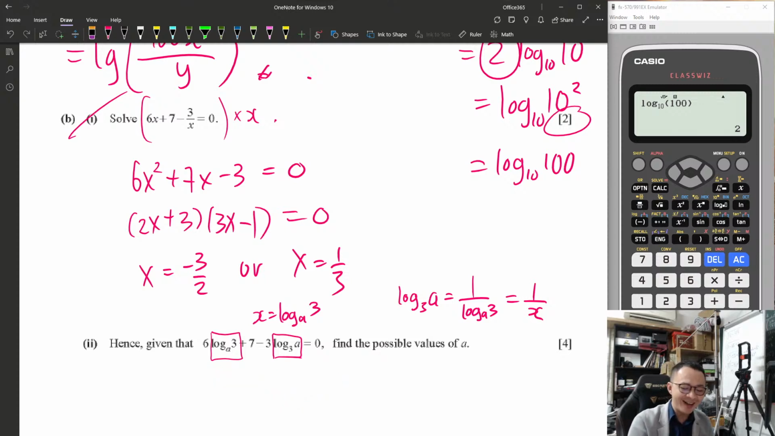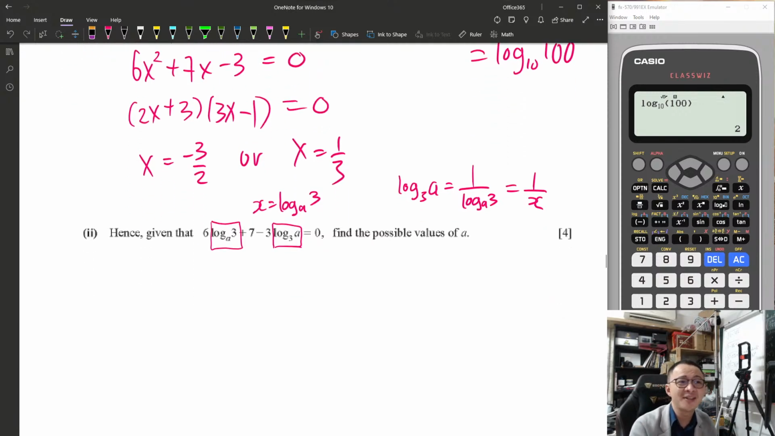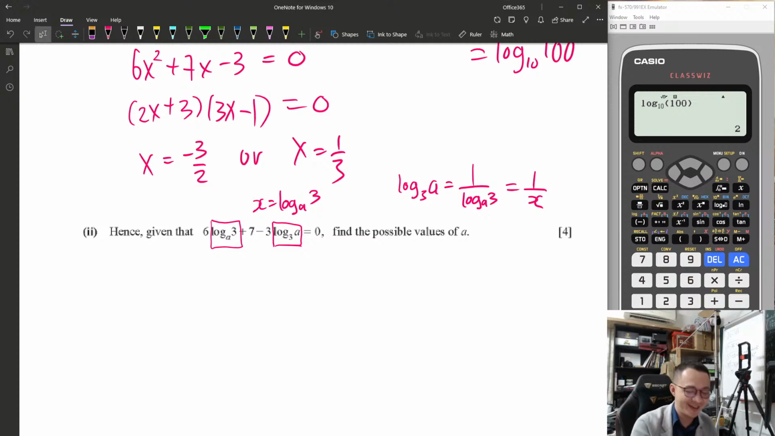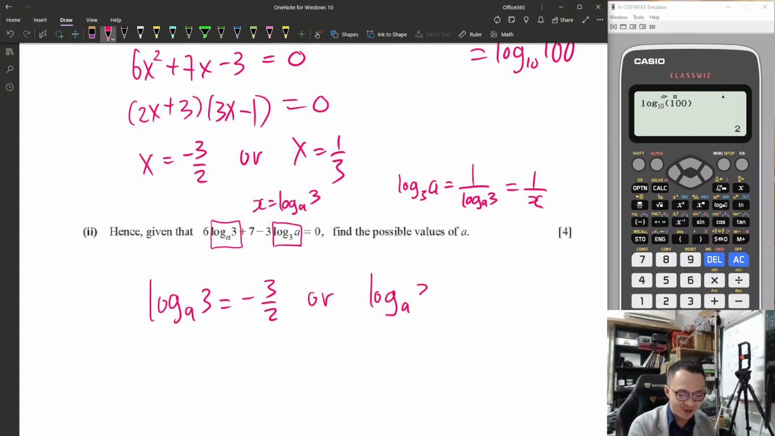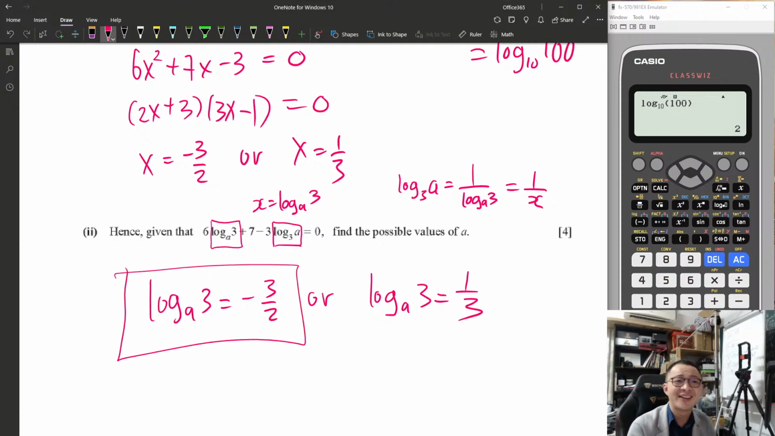If you know they are the same already, just the x changed to log_a 3, then what you can do here is use the x answer to solve this. Don't redo the whole equation again. You are wasting time. I already have the x. Is that the answer? My x is log_a 3, isn't it? Equals negative 3 over 2, or log_a 3 equals 1 over 3. Log can never get negative, isn't it? Yeah, no.